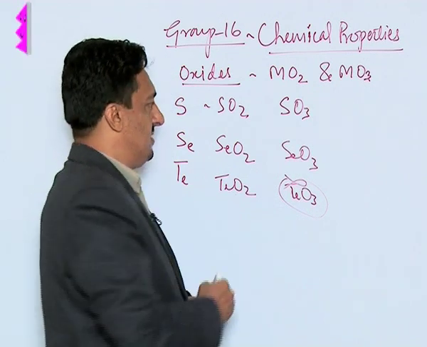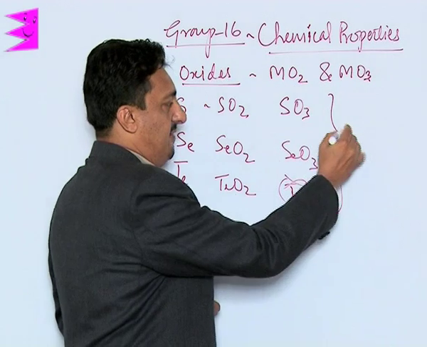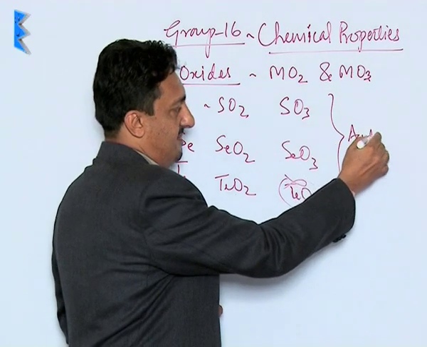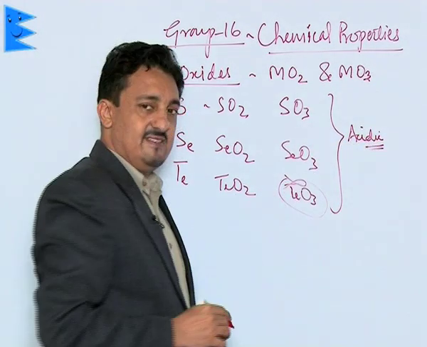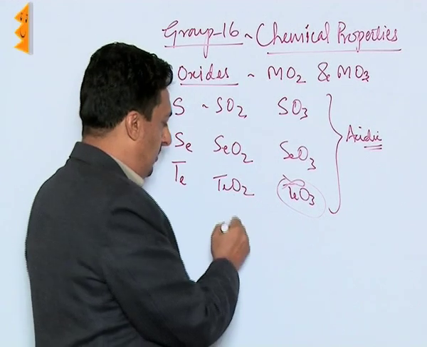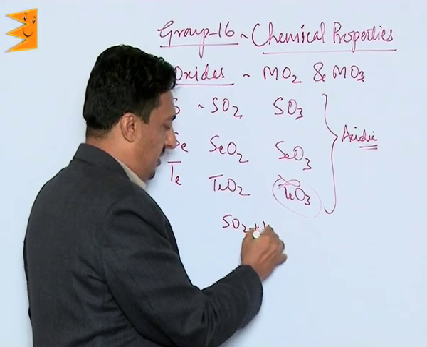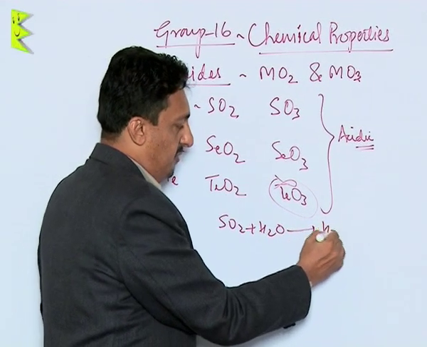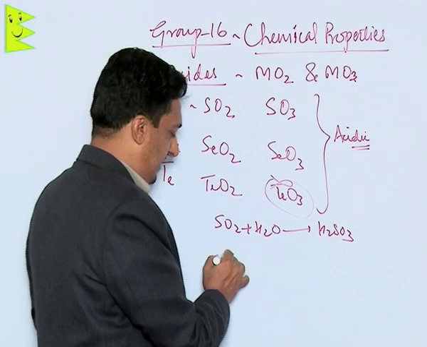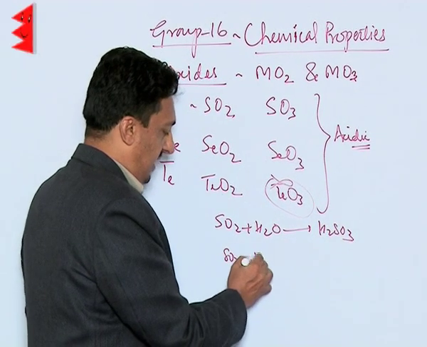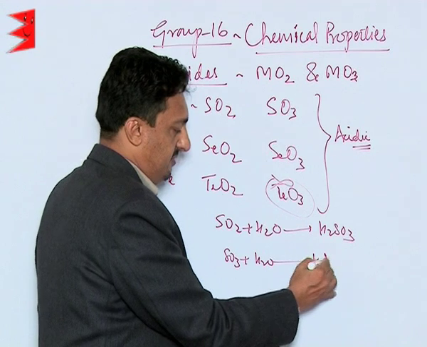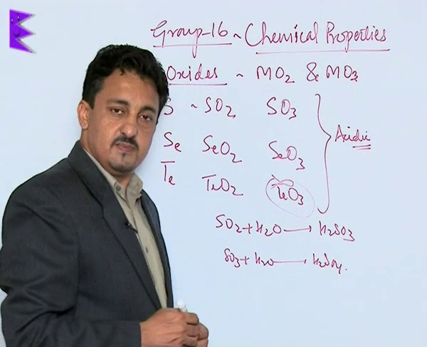Now let us talk about their nature. All of these oxides are, remember, acidic in nature. When they dissolve in water, if you put SO2 in water, it forms H2SO3, sulfurous acid, and when SO3 is added to water, it forms H2SO4, sulfuric acid.